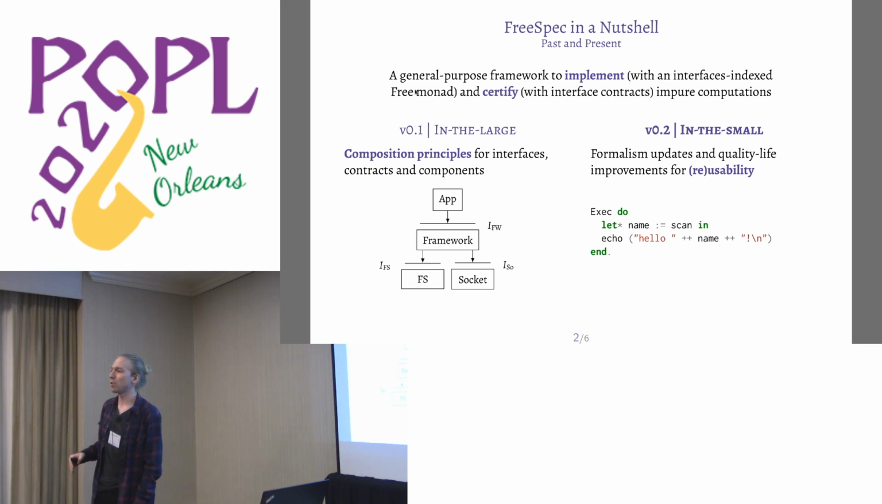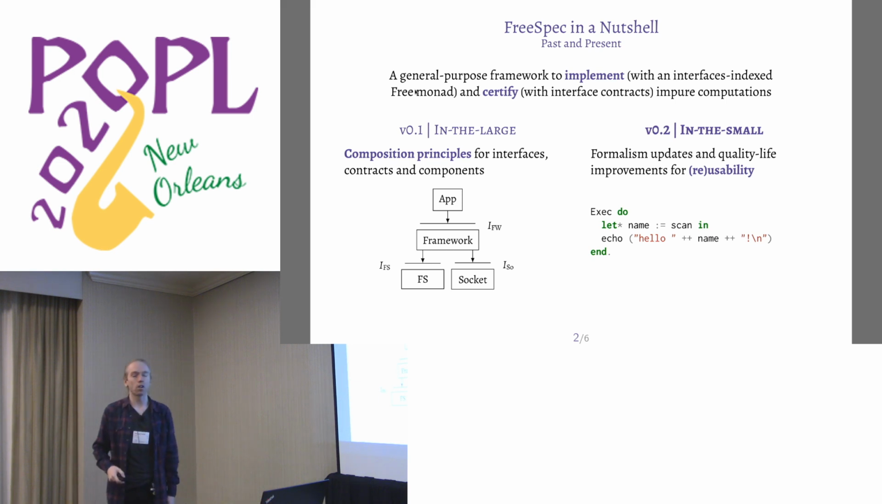So this is not the first time we had the opportunity to speak about FreeSpec during an academic conference. The first time was during Formal Methods 2018, and we presented the foundation of the formalism. Basically, the idea is that you can break down a complex system into interconnected components implemented or modeled as impure computation and cooperating through interfaces. The first version of the formalism was really about how you can compose everything together: the interfaces, the components themselves, and the contracts to do some correctness proof about a system.